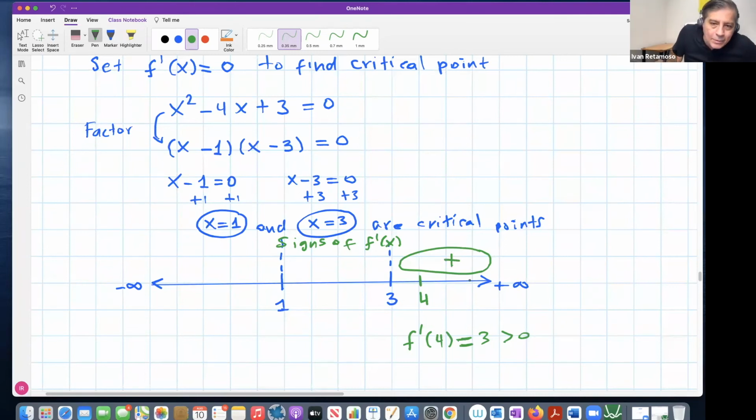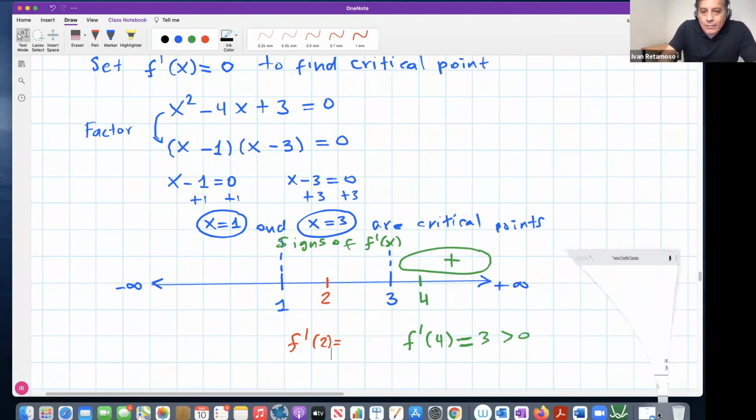From 3 to infinity, positive derivative. Now let's deal with this other interval, the one in the middle. For that, use a test point. Test point, Professor? Yeah, any real number between 1 and 3. For convenience, I'm going to choose 2. Evaluate your derivative using your calculator at 2 and see if your derivative is positive or negative.